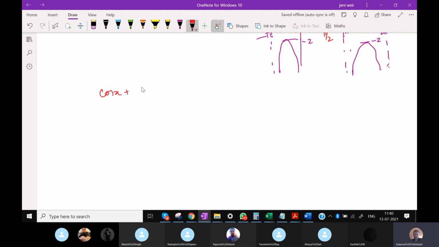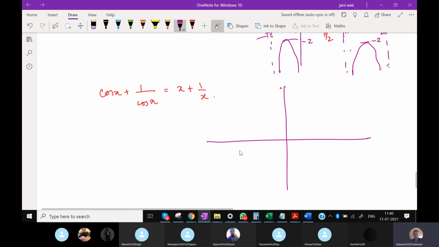Cos x plus 1 by cos x equals x plus 1 by x. So how many points of intersection will this have, or how many solutions will this have? So once again, we do the graphs of the left-hand side and the right-hand side.